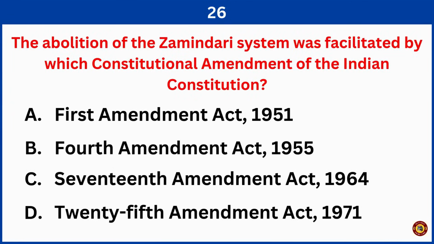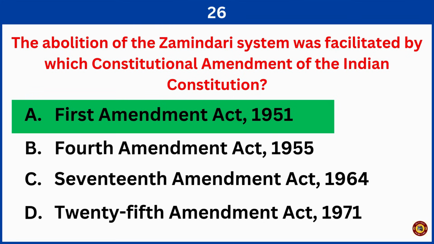The abolition of the zamindari system was facilitated by which constitutional amendment of the Indian Constitution? Right answer is option A, First Amendment Act 1951.